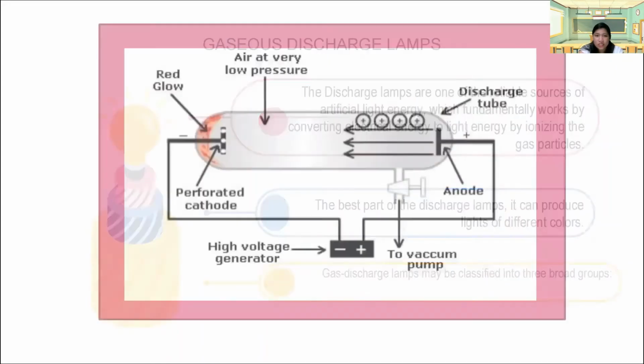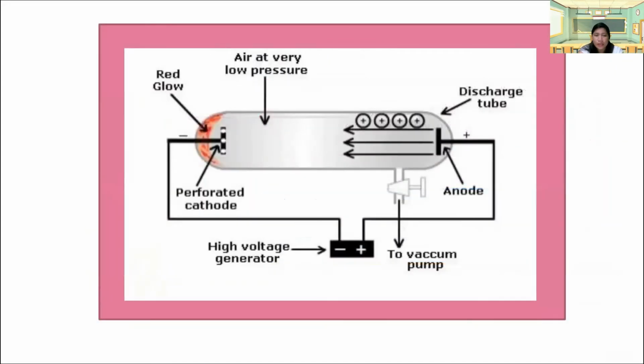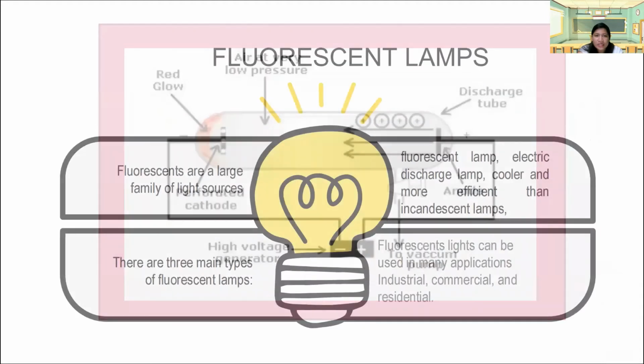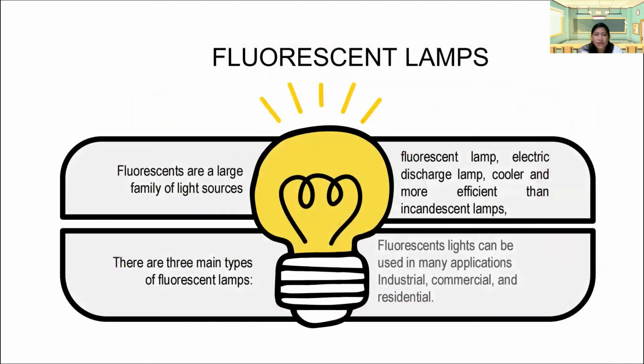So this is the picture of a discharge lamp. This is the parts of the discharge lamp. Next is the fluorescent lamps. Fluorescent lamps are a large family of light sources.